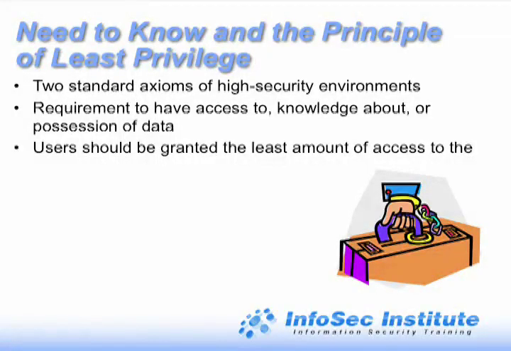Okay, need to know and principle of least privilege. Basically, these are two standards of high security environments. Need to know requires having access to, knowledge about, or possession of the data. Users should be granted the least amount of access to the secure environment as possible. Again, the reason is because you want them to have everything they need to do their job, but nothing more than that, because there's always possibilities they may come across specific things that they shouldn't have access to.